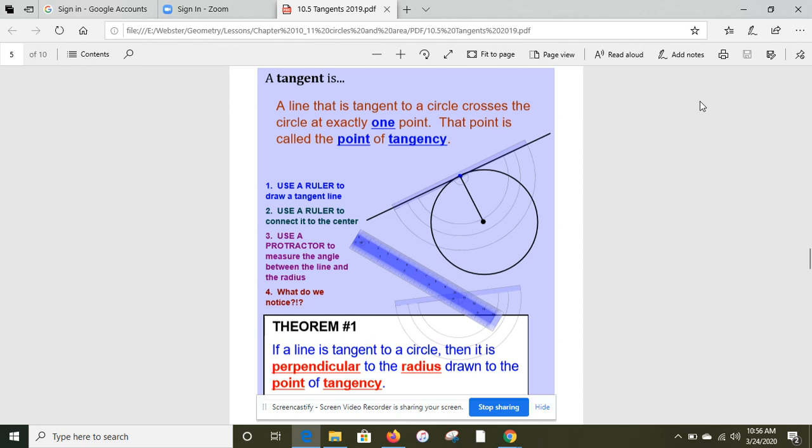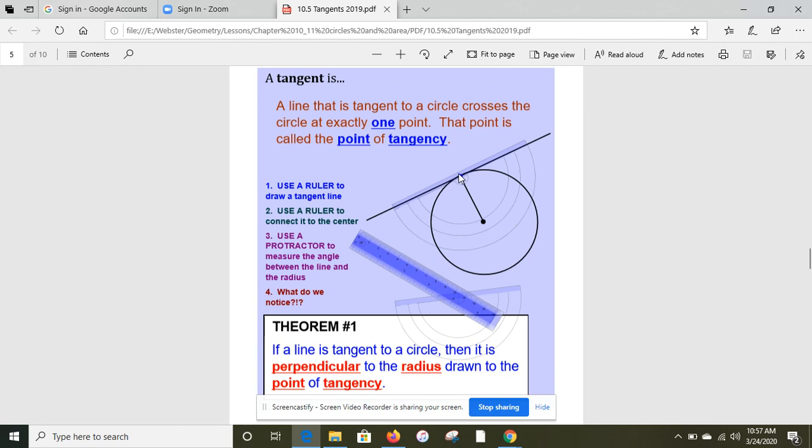So what is a tangent line? It is a line that is tangent to a circle. It's going to cross that circle exactly one time. Okay, so that point where it's going to cross is called the point of tangency. So you'll see in this picture right here, where I'm using my cursor, this entire line right here, that would be called the line that is tangent to the circle, the tangent line. And it's touching the circle exactly one time right there.